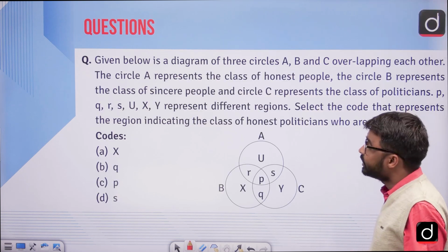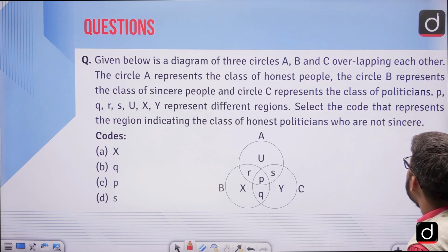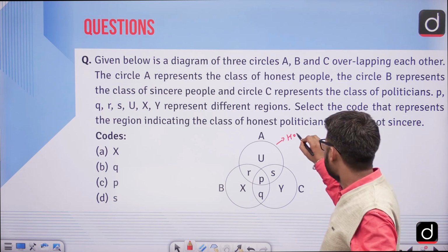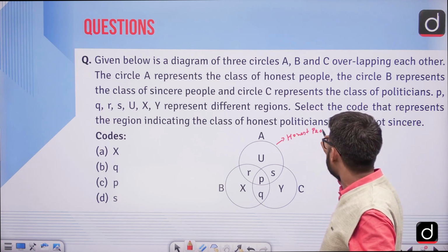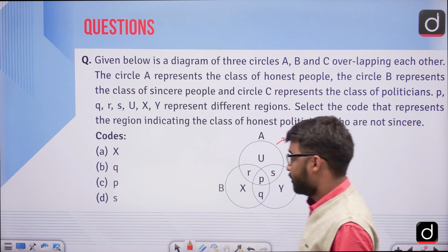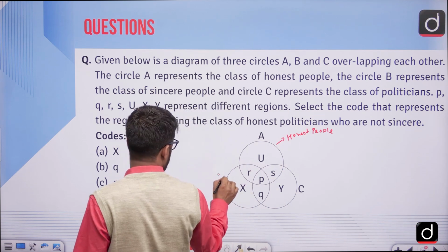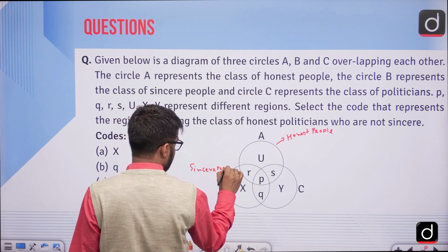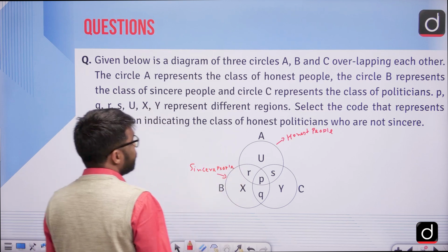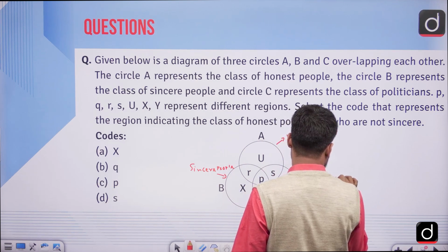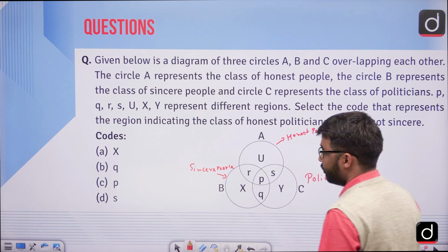So try this question. Given below is a diagram of three circles A, B and C overlapping each other. The circle A represents the class of honest people. So these are honest people. The circle B represents the class of sincere people. So these are sincere people. And C represents the class of politicians.